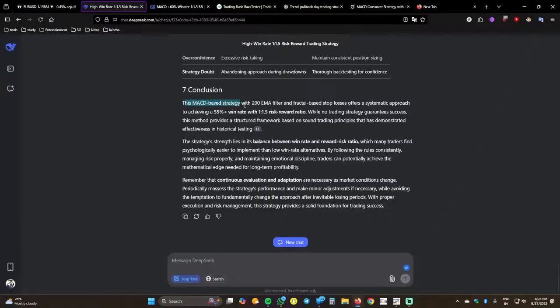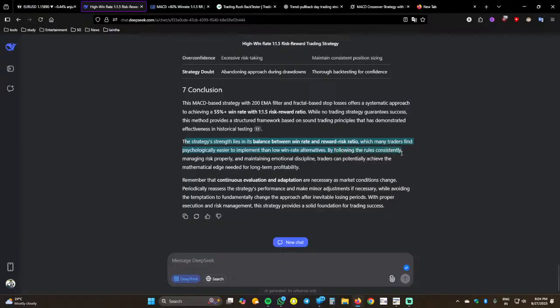Conclusion: this MACD based strategy with a 200 EMA filter and fractal based stop losses offers a systematic approach to achieving a 55% plus win rate with a 1 to 1.5 risk reward ratio. While no trading strategy guarantees success, this method provides a structured framework based on sound trading principles that has demonstrated effectiveness in historical testing. The strategy's strength lies in its balance between win rate and risk reward ratio, which many traders find psychologically easier to implement than low win rate alternatives.